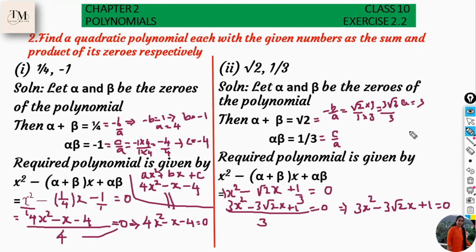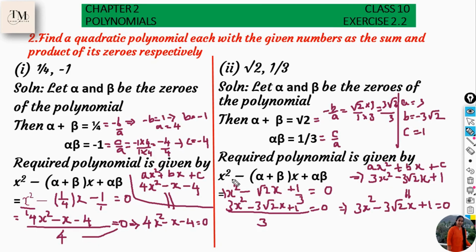So a is equal to 3 and minus b will be 3 root 2. So b is equal to minus 3 root 2 and c is equal to 1. So the quadratic polynomial is ax square plus bx plus c. So here a is 3x square, b is minus 3 root 2x, plus 1. Okay. So both are the same in both the methods. In the first method we use the formula. In the second method we found the values of a, b, c and substituted in the general quadratic form. Okay. Can you understand? So let me go to the next problem.